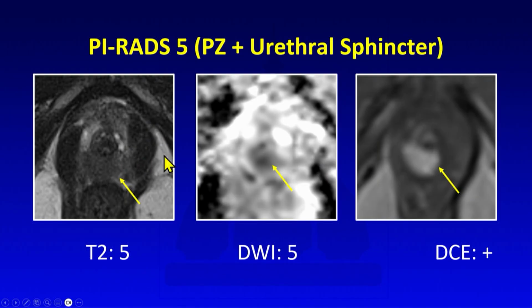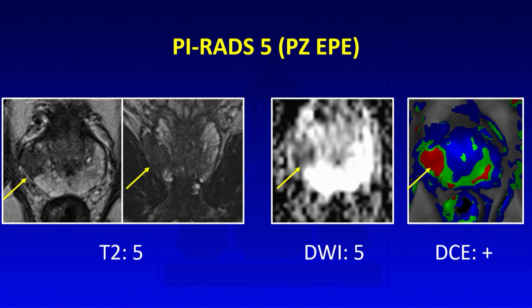And this lesion, similar scenario in which you have low signal on the T2, restricted diffusion, and enhancement. But it's also important to note that it's involving the urethral sphincter. It's important to mention that so that when the urologist does the prostatectomy, they have to be careful with that margin, because otherwise that may be the site of tumor recurrence in the future.